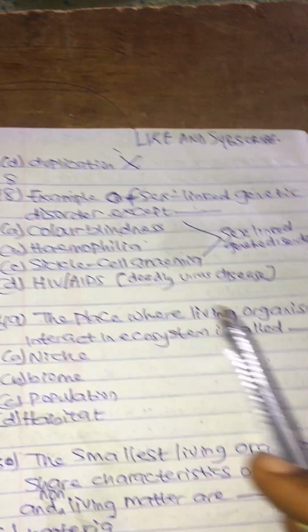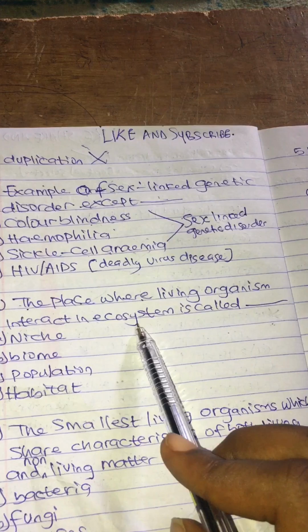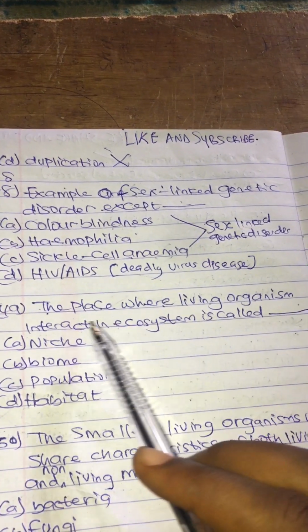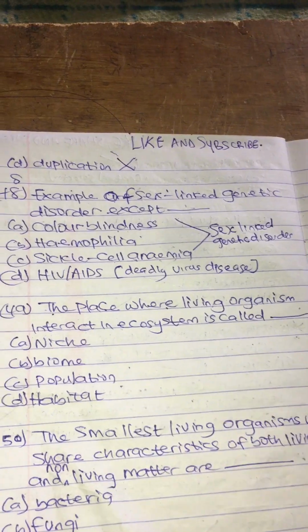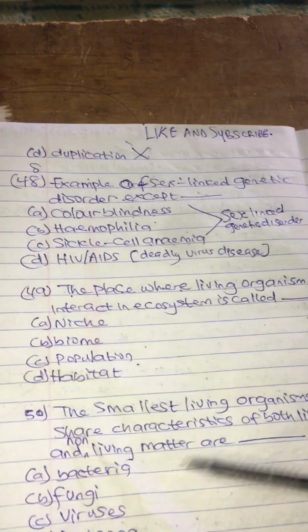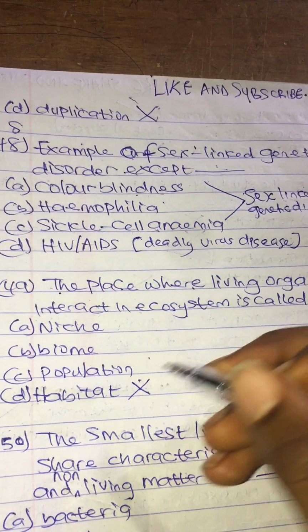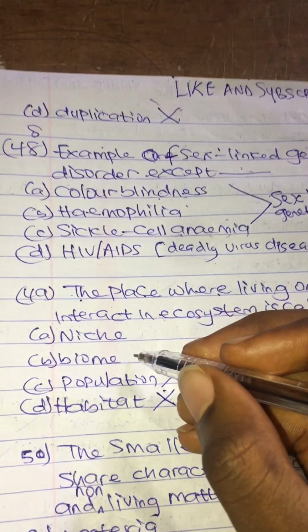So let's continue. The place where living organisms interact in ecosystem is called dash. A, niche. B, biome. C, population. D, habitat. I know many of you want to go for habitat because you have seen a place. No, habitat is wrong. Habitat is not the correct answer. Population is not the correct answer. Biome is the correct answer.